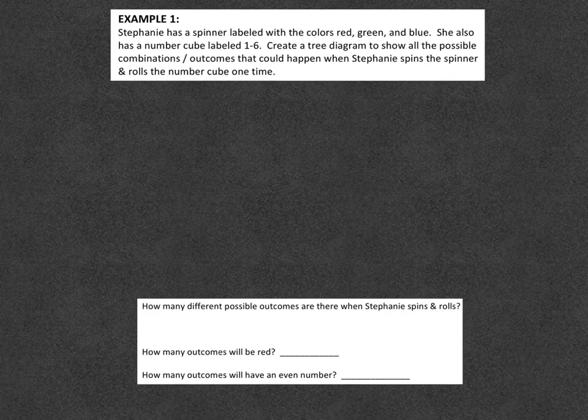All right, first example. Stephanie has a spinner labeled with the colors red, green, and blue. She also has a number cube that's labeled 1 through 6. Create a tree diagram to show all the possible combinations or outcomes that could happen when Stephanie spins the spinner and rolls the number cube one time. The first piece of information we know is that there is a spinner and it has 3 sections. It's labeled with the colors red, green, and blue. So that's what I'm going to start out this tree diagram with, is the colors on top.